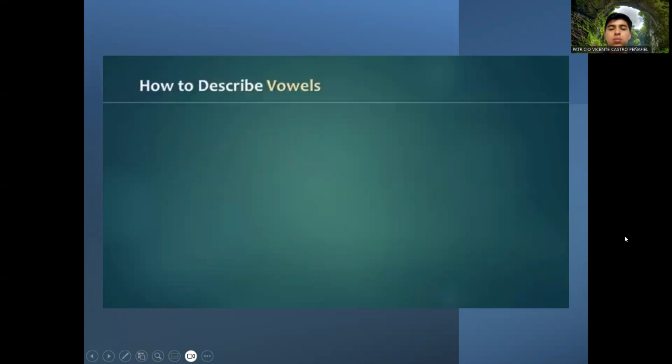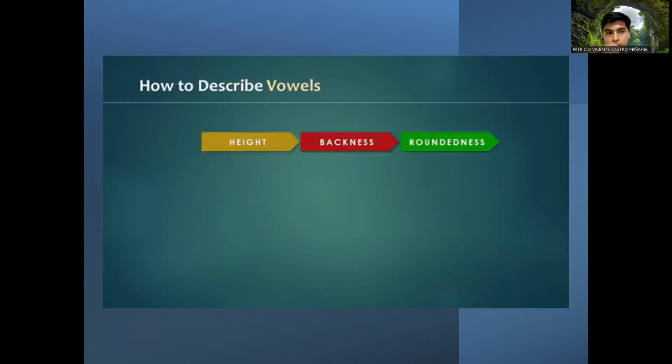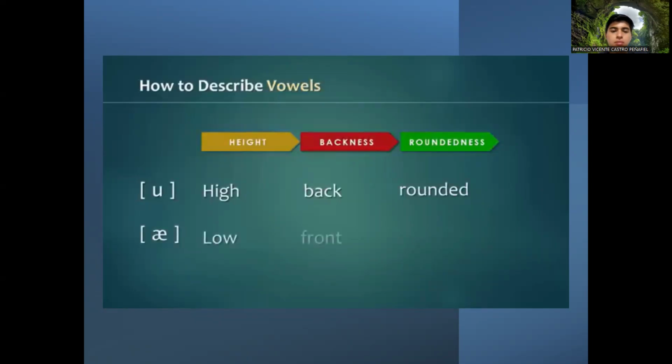Just like with consonants, there is a specific order that linguists use when describing vowel sounds. It is height, then backness, then roundedness. For example, oo is a high, back, rounded vowel. A is a low, front, unrounded vowel. Remember, so far we've only been talking about monophthong vowels. If we want to categorize diphthongs in terms of these criteria, we must do so for the starting vowel quality as well as the ending vowel quality. But we won't worry about that in this video.